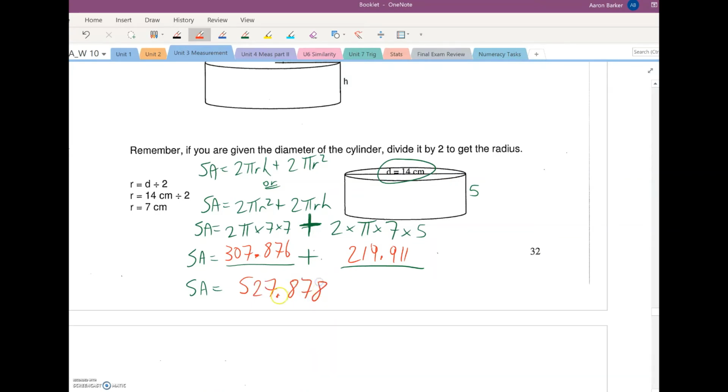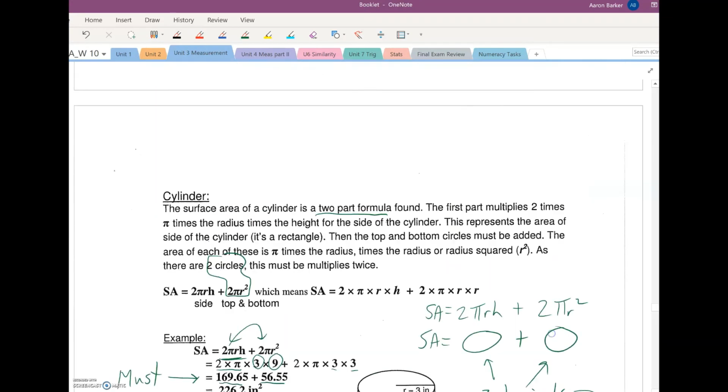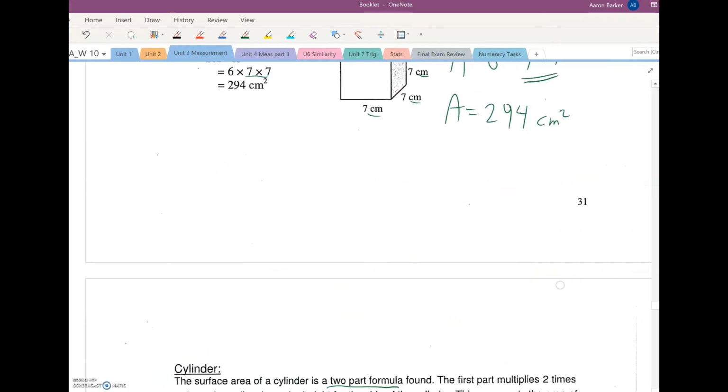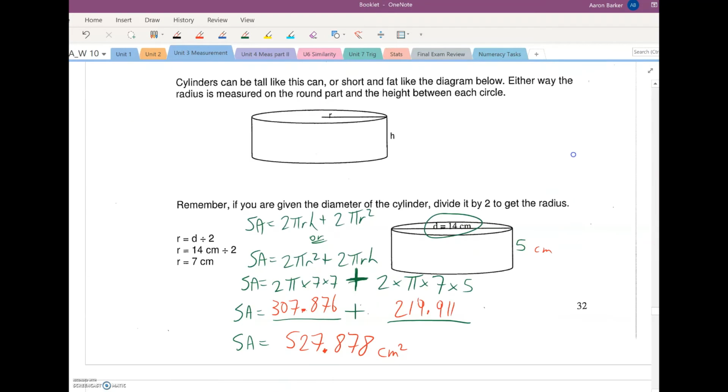Don't worry about rounding. There's the total surface area, and our units are in centimeters, so this will be centimeters squared. Okay, so that's the cylinder. We did the rectangular prism, the cube, which is just a special one, and the cylinder formulas.